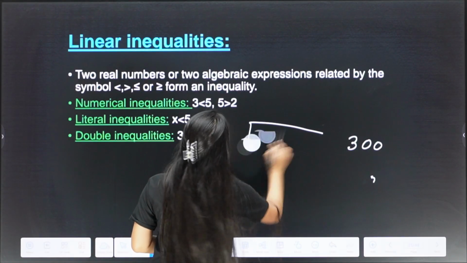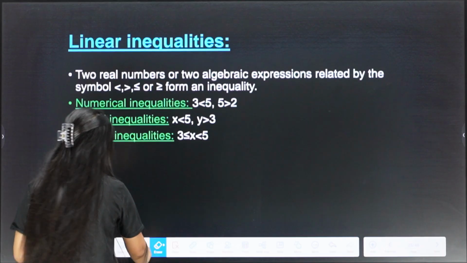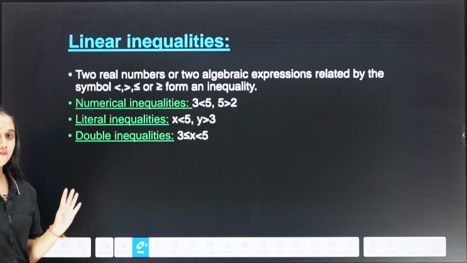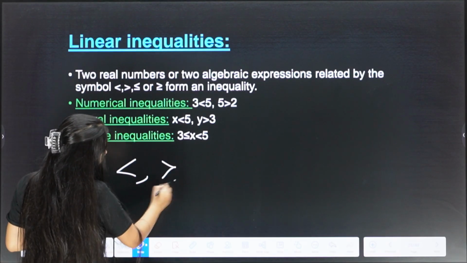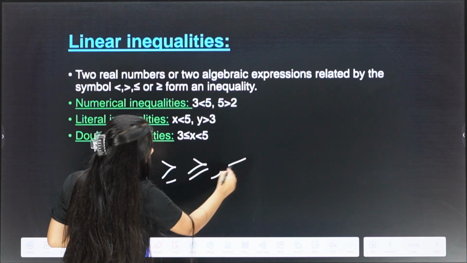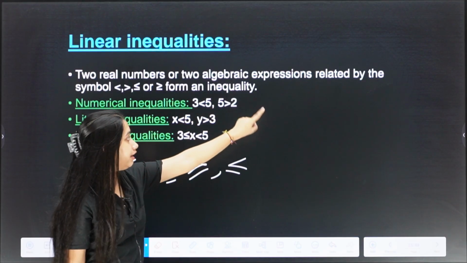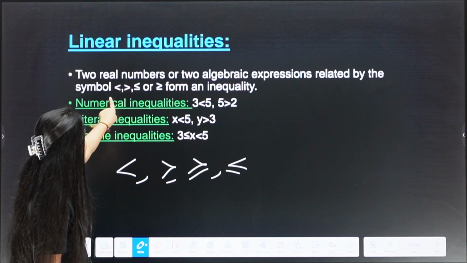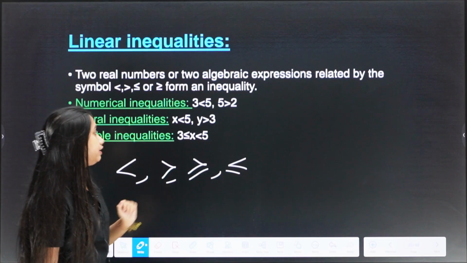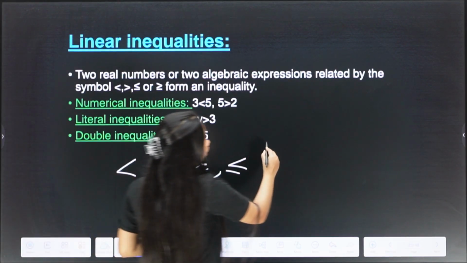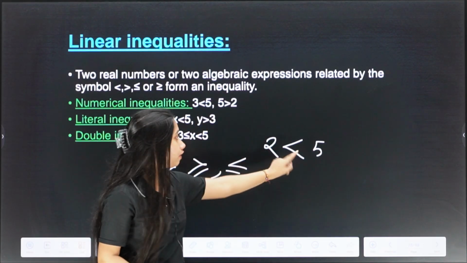Again, for example, we have 4 signs: less than, greater than, less than or equal to, and greater than or equal to. Two real numbers or two algebraic expressions related by the symbol less than, greater than, less than or equal to, or greater than or equal to form an inequality. For example, 2 is less than 5. We all know that 2 is less than 5.